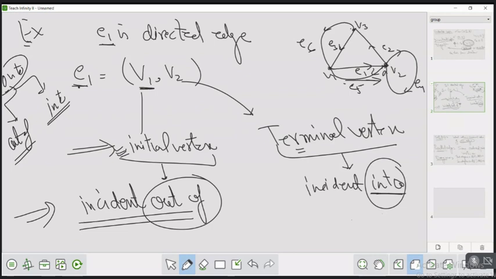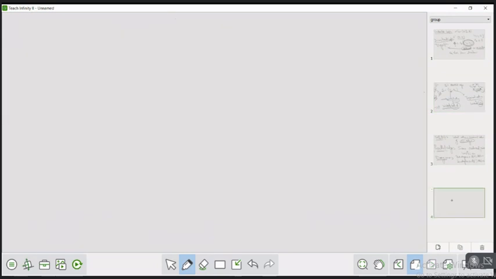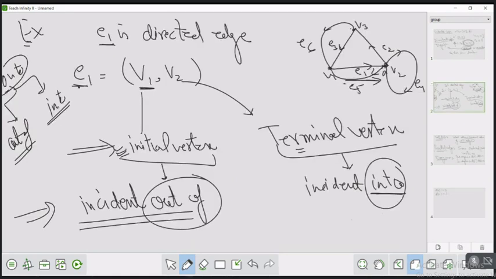Now suppose I write here: d(V2)+ is equal to 3, and d(V2)- is 2. Yes, sir.